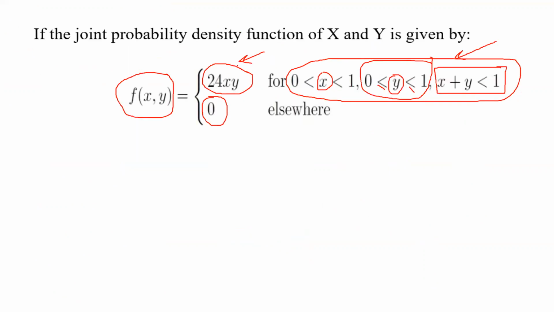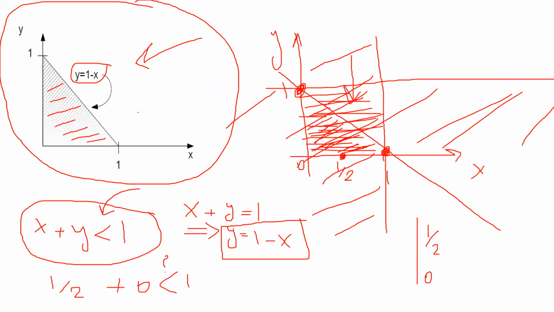F(x,y) is equal to 24 times x and y. Be careful, and this is only in this domain, okay? So this picture that we see here is related to the domain, not to the function. Otherwise, the area under this curve is 1/2, not 1. And why is it important that the area under the curve be 1 for a PDF?